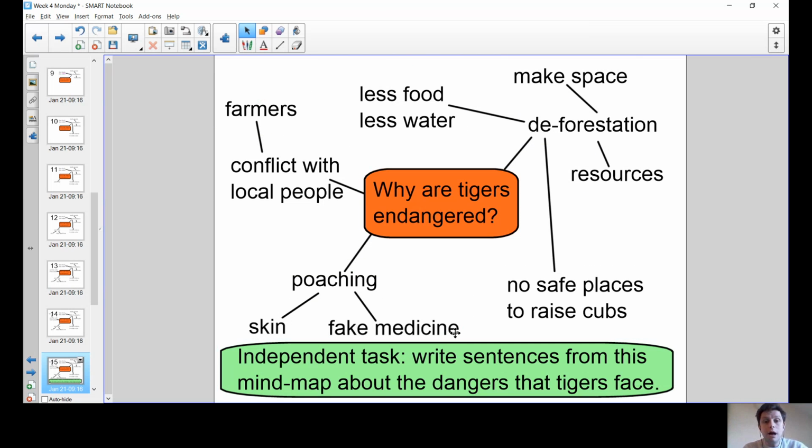So here is our mind map of ideas about why tigers are endangered, what problems they are facing. So deforestation, which means they can't raise their cubs safely, which means they have less food to eat, less water. There's poaching for tiger skins and to make fake medicine. There's conflict with local people like farmers who don't want the tigers to be eating their cows and their chickens and their goats. Now, your independent task today is to write sentences from this mind map about the dangers that tigers face.